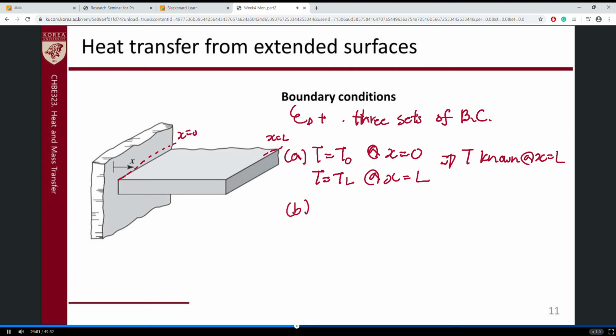But we also can make the other boundary condition. The first boundary condition is supposed to be the same, right? T equals T0 at x equals 0. But in this case, we shall make a condition like dT over dx equals 0, which means the temperature gradient is 0 at x equals L. In here, the temperature gradient is 0.